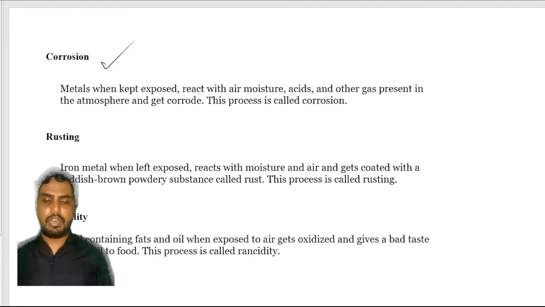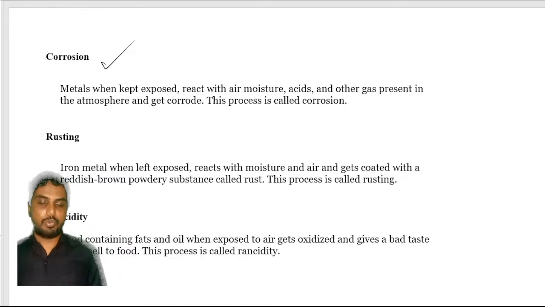So here you can see that iron reacts with moisture and air and gets coated with a reddish brown powdery substance. It will become powder and brittle. If we cannot use that iron substance, this is called rusting.